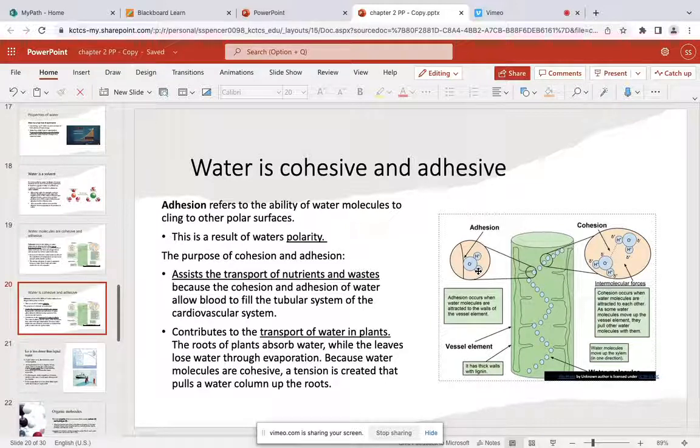So here we have the purposes of cohesion and adhesion. Your book says that it can assist in the transport of nutrients and waste, and it can also contribute to the transport of water in plants. Again, not really that important for our purposes, I just want to give you some real life examples. These were things I didn't really realize while studying up to present this lecture, and I thought they were kind of neat for you guys.